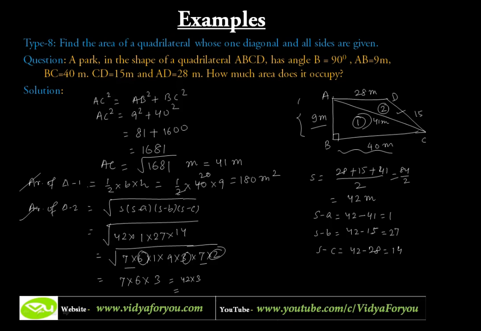I'm doing each and every step just to show how you can follow the same steps in exam or in class. So just add it. Area ABCD will be 180 plus 126 meter square. That will be the answer.